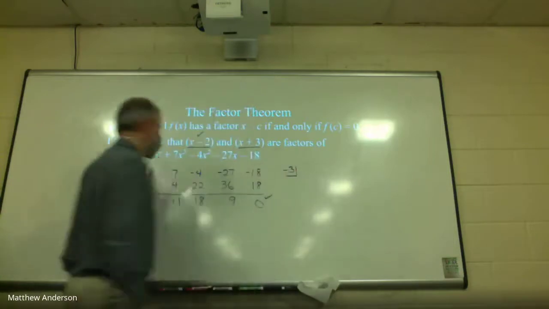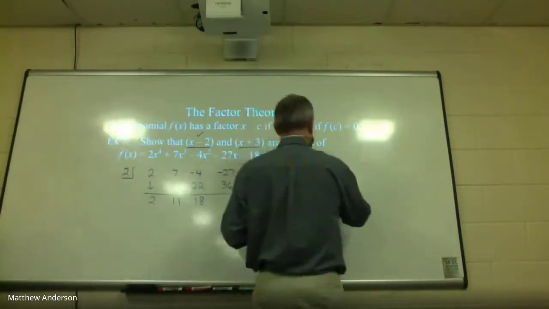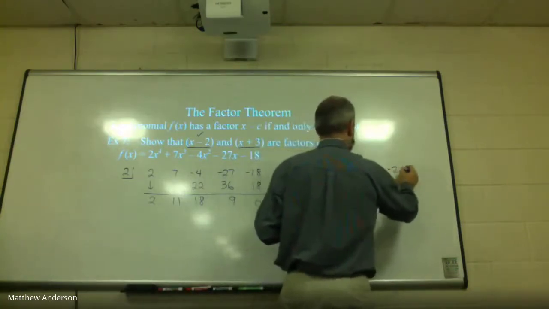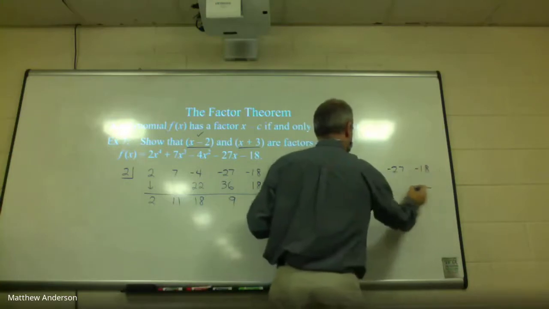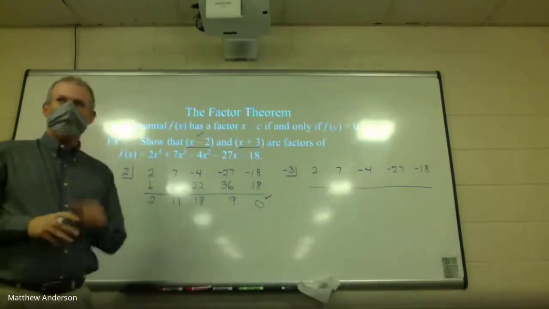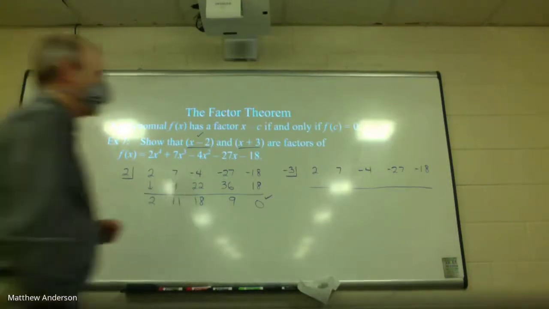And all these numbers just stay the same, right? So 2, 7, -4, -27, -18. And we do the processes the same, right? I've got people writing, so let me pause for a second. I don't want to leave anybody in the dust. Of course, you might be working on the problem already. Who knows? What do we do first?